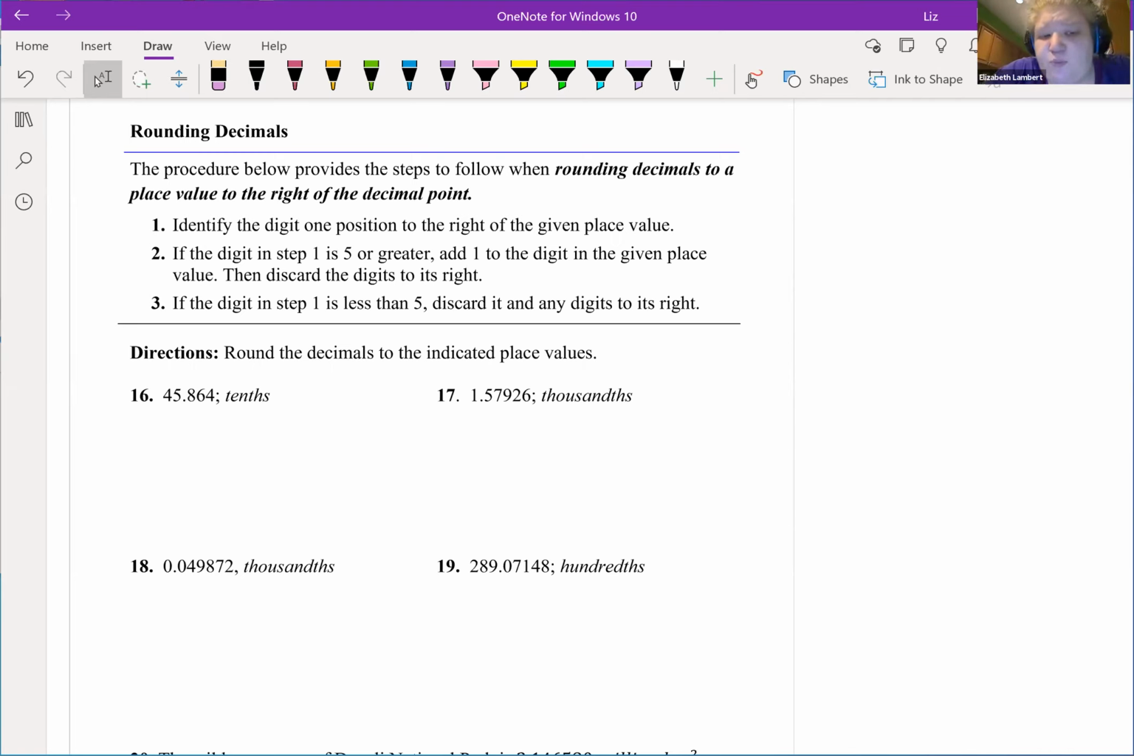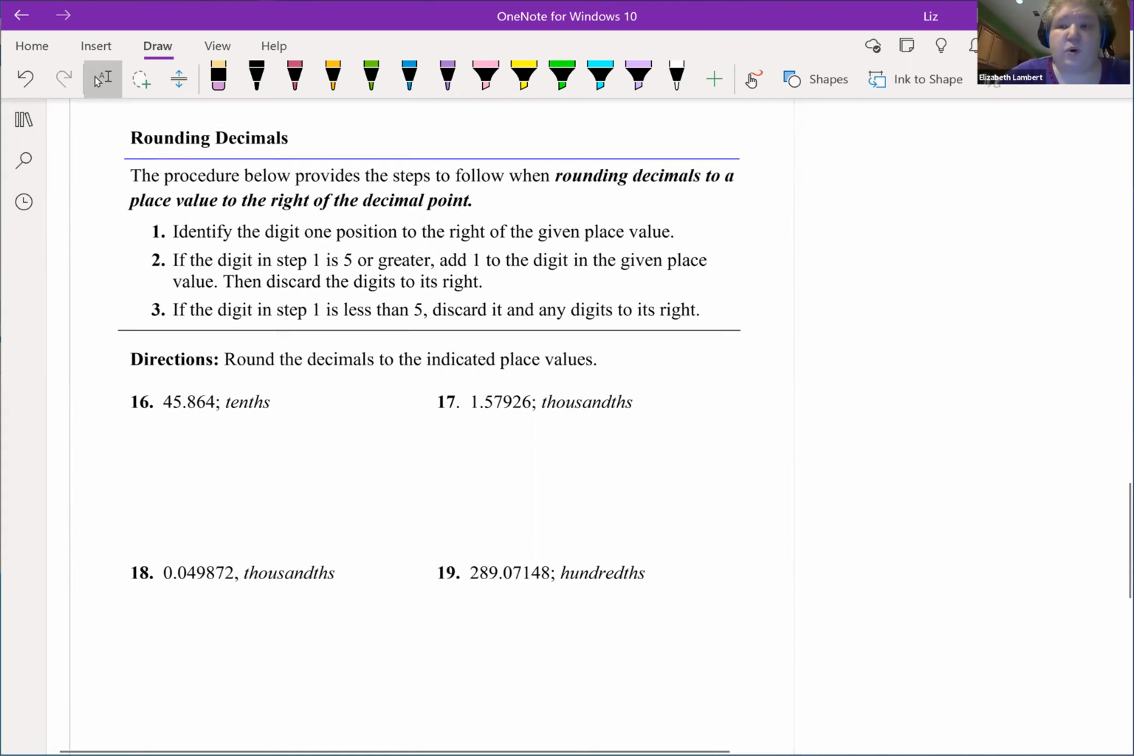If the digit in step 1 is 5 or greater, you're going to add 1 to the digit in the asked-for place value, and then we strip off all the ones to the right of that. If the digit in step 1 is less than 5, you just strip off all the digits and leave it alone.